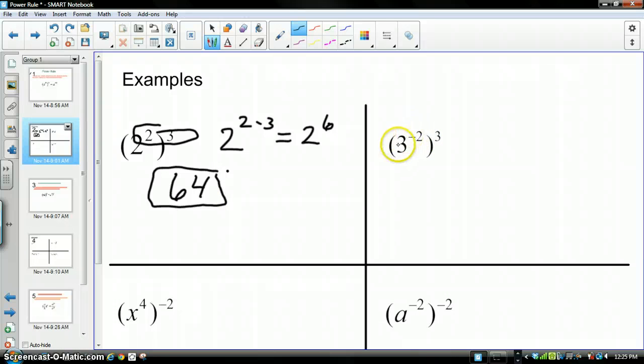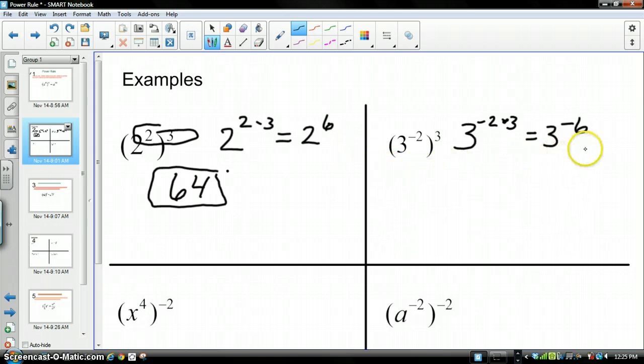So here we have 3 to the negative 2, all to the third power. So once again, we need to multiply our exponents. So we have 3 to the negative 2 times 3. Negative 2 times 3 is negative 6. Remember, we do not like negative exponents, so we need to get rid of this negative exponent.